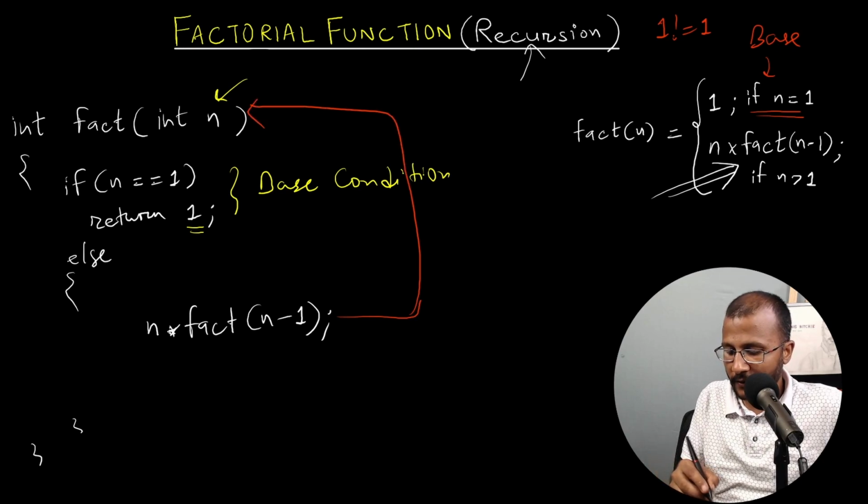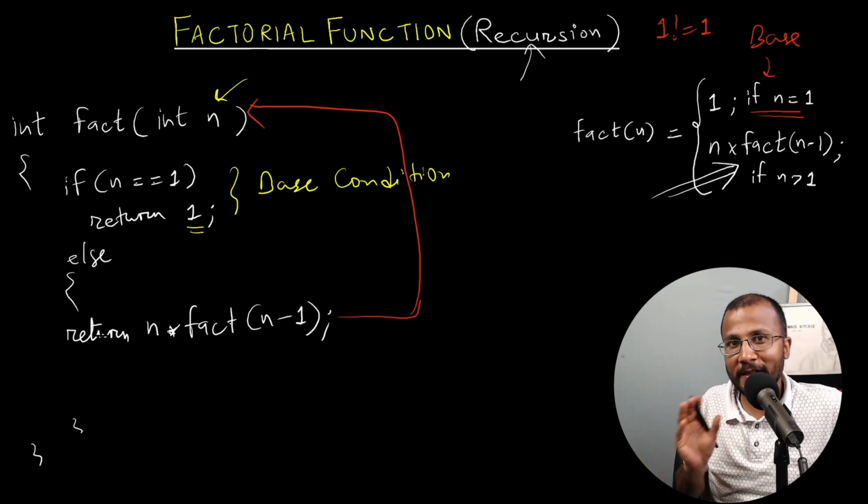Okay, so I need to return this. Once this calculation is done, I need to return this to wherever it is called from. Okay, so this entire thing is the code. This is very simple code, right? This code will help me to find the factorial of a number, but this is done in a recursive way. Okay, so let's try to trace this code now.